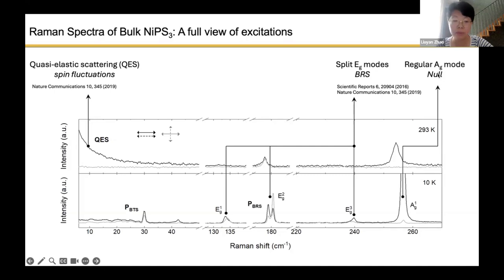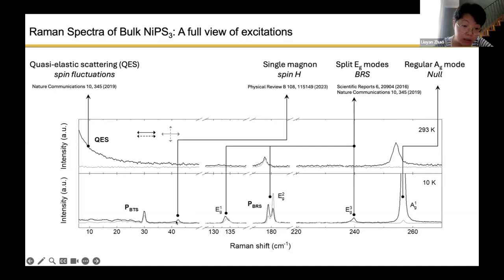Okay. And then you can see there's a teeny tiny weak peak here around 42 wave numbers. And this one is the single magnon excitation at the gamma point. And this tells you a little bit about the Hamiltonian information. And it has been seen in the literature last year too.